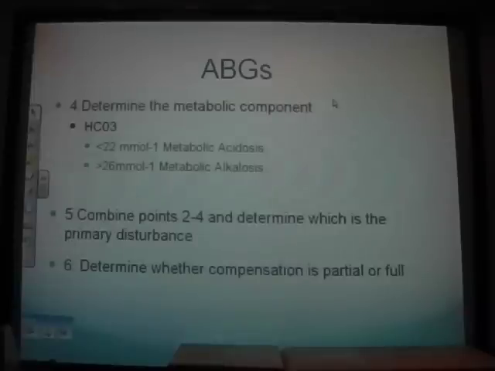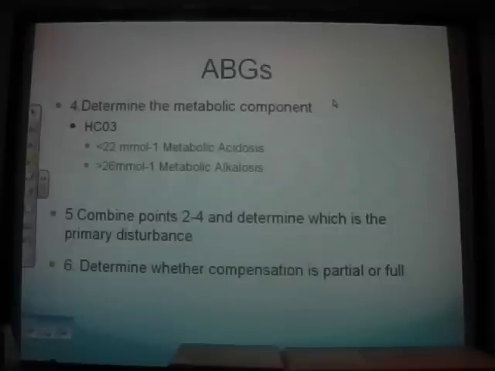Okay, that's fine. And then metabolic, so you're looking at your bicarbonate, and that's between 22 and 26, which I'm sure you all know. And I haven't put base excess on here, but a lot of people look at base excess as well. You should look at base excess, because if their bicarbonate is 26 and above, then you want to see if their base excess is high as well, because then it's corresponding to a metabolic component. And then you combine all those points to find out what the primary disturbance is.